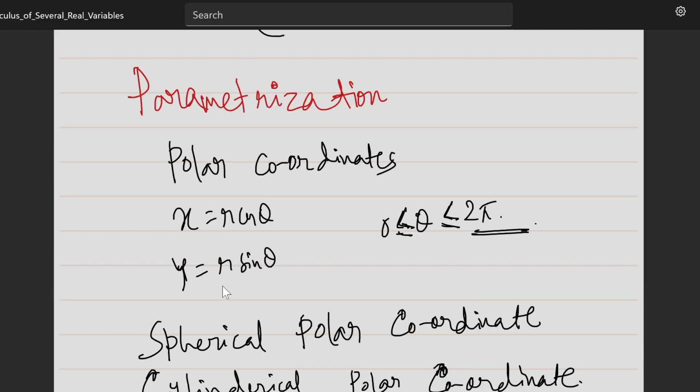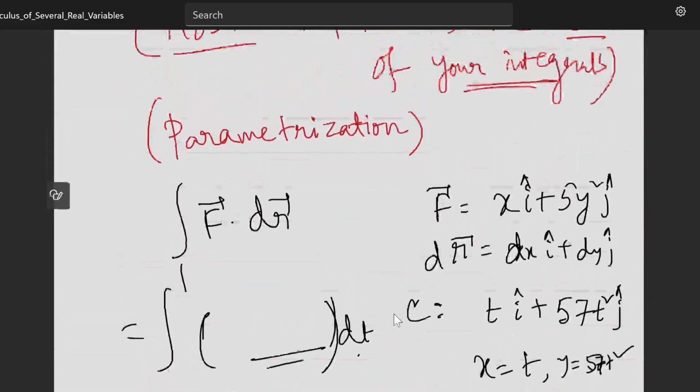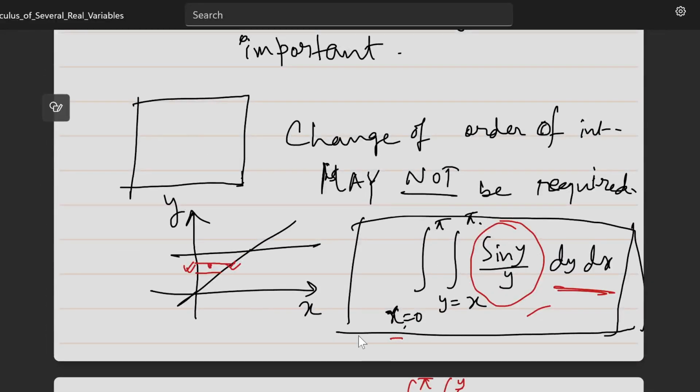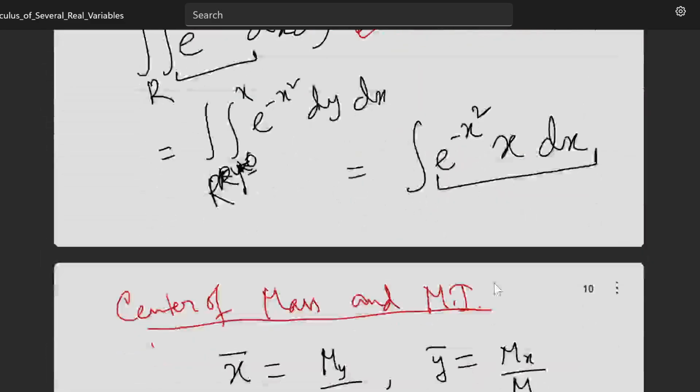Suppose you are not able to find the limit directly, you draw the graph. In most of the cases you have to draw the graph, because by drawing the graph only can you visualize the limits. For change of order of integration, you have to draw the graph of the limits, not the graph of the function. Remember, okay?